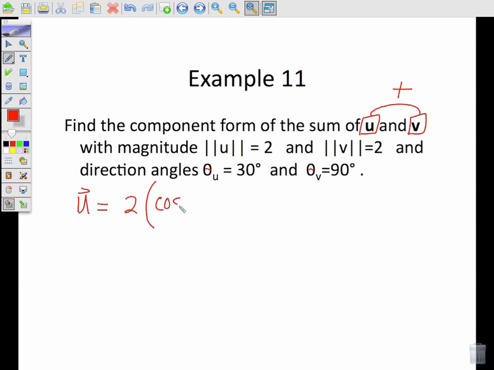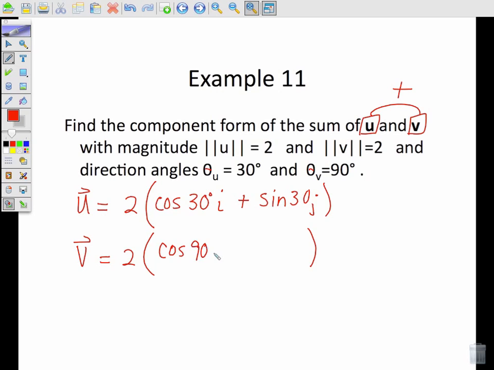See, these are thetas. So it is cosine of 30 i plus sine of 30j. Okay, so there's the vector u. Let's do vector v. Magnitude is 2, so you multiply it, 2 times cosine of 90 i plus sine of 90j. Let's go ahead and evaluate both of these.